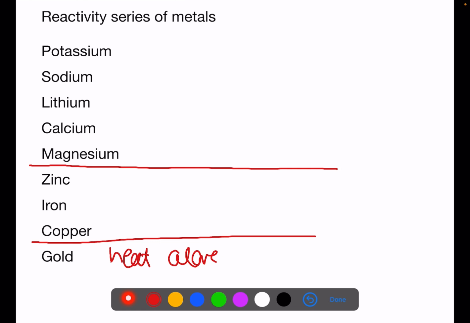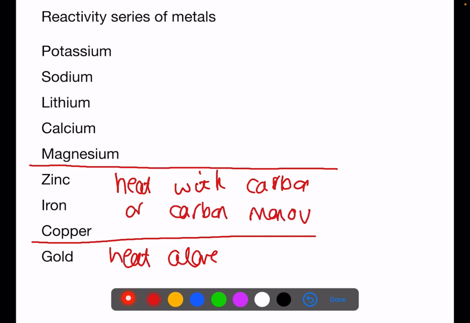This section in the middle needs a little bit more help. So here we would heat with carbon or carbon monoxide. When we do this, the carbon forms bonds with the oxygen or the sulfur. These bonds are stronger than the metal makes with the oxygen or the sulfur, and therefore are preferable. This means that the oxygen and the sulfur are pulled off of the metal and leave the metal behind.